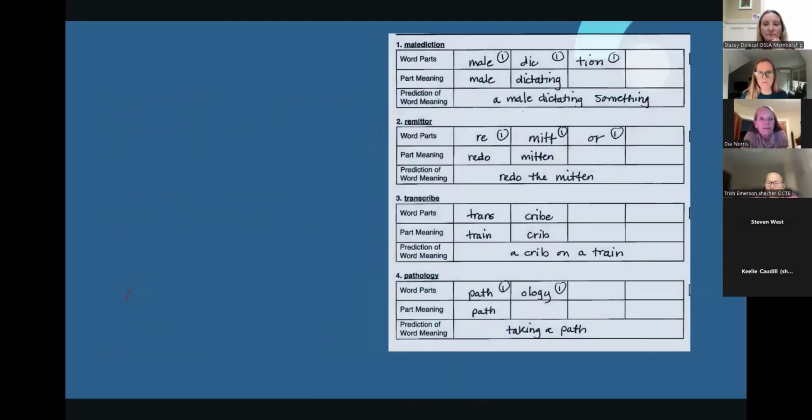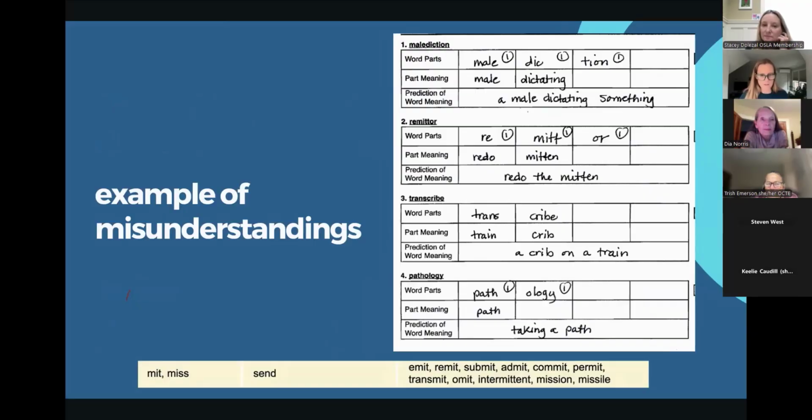Okay, so if you are still not sold on the value of using morphology, I wanted to share this example of a student's misunderstandings in a pre-test. That comes from a resource called Word Mapping, which is from 2008, but I still included it in the resources because it has really cool activities that you can do. And I love the fact that it has a pretest, right? It has a formative assessment in it, which is hard to find for this type of thing. Okay, so you can see this kiddo in the top. They put male dictating for malediction, which of course is a very common word.